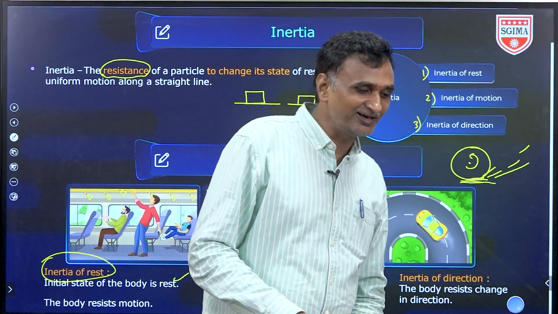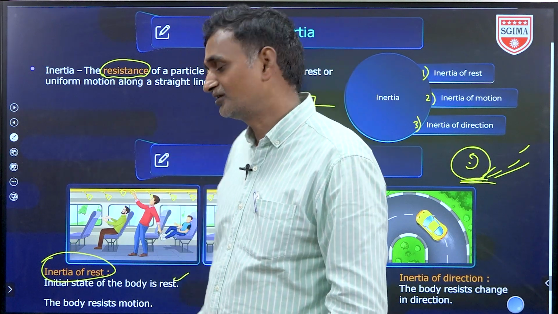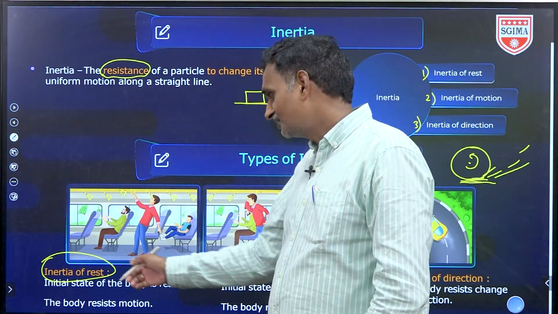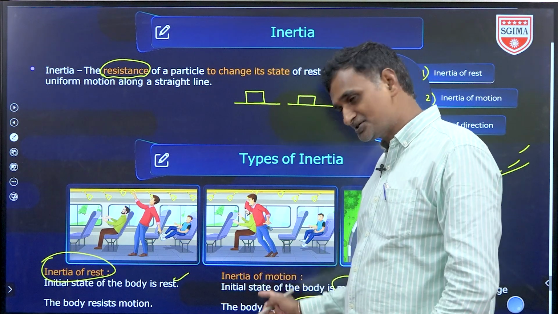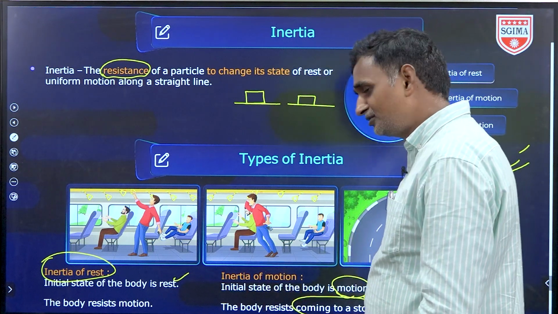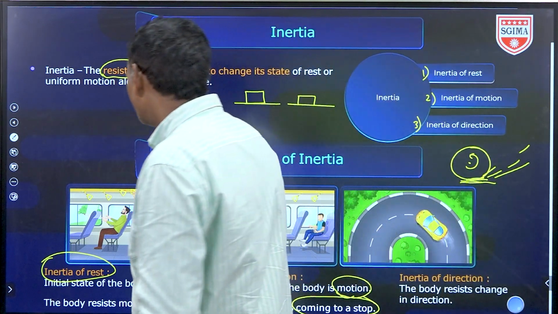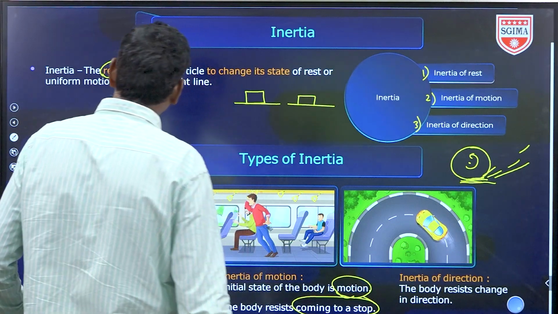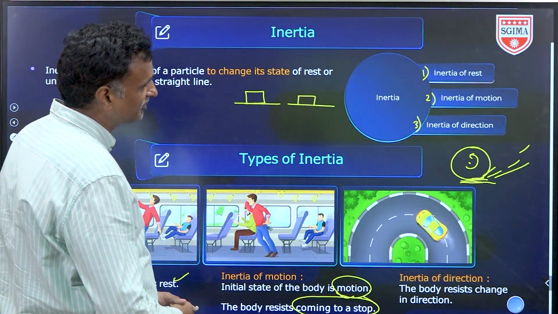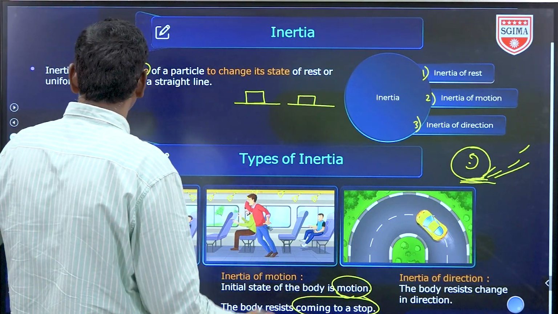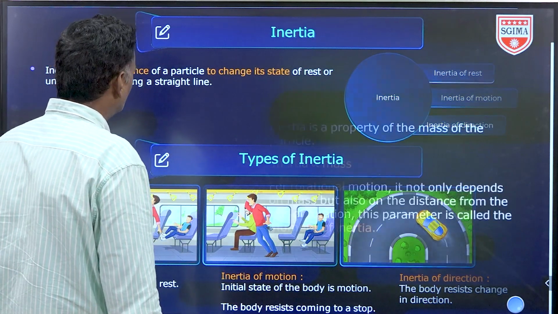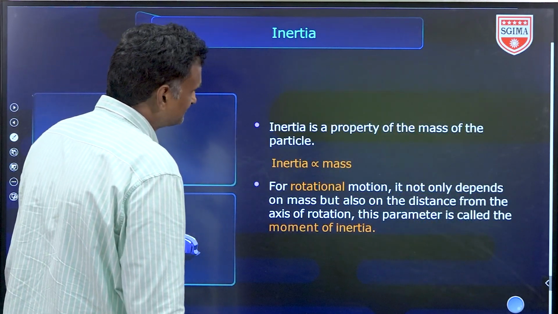These are the characteristic properties and types of inertia we have discussed: inertia of rest, inertia of motion, and inertia of direction. These are the three types of inertia. Let us now learn the basic important points about inertia. So let us discuss those points.